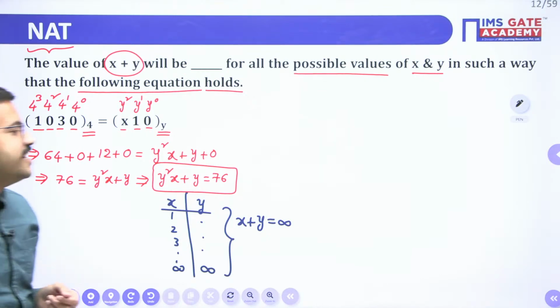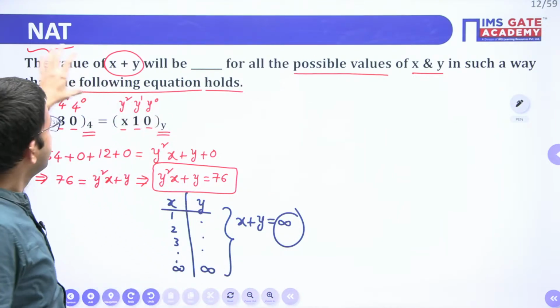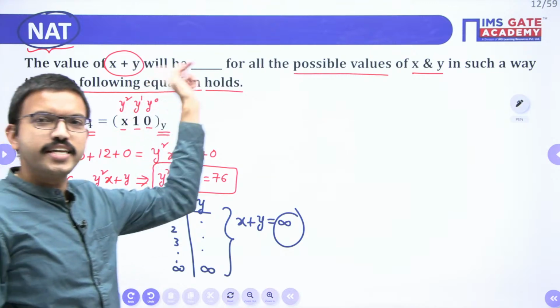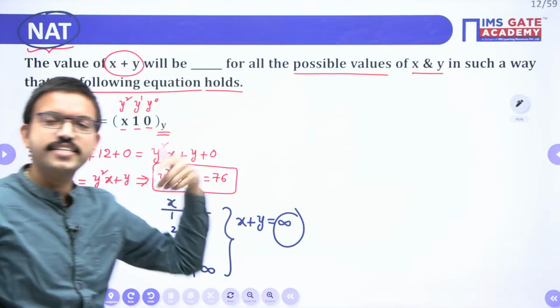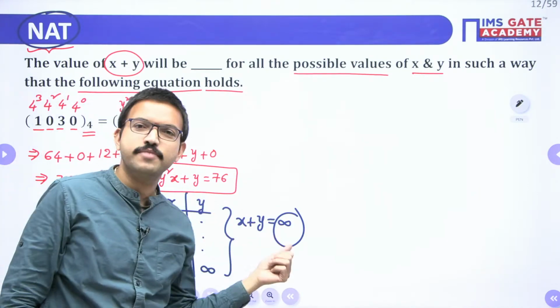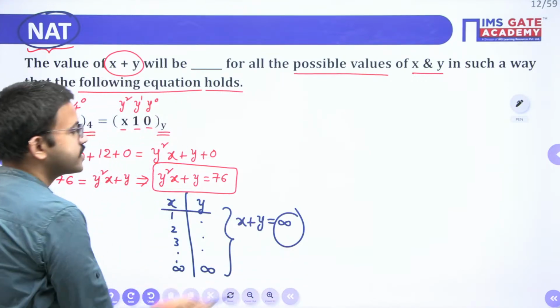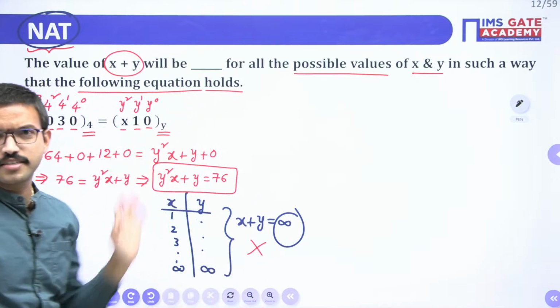Yes, see here infinite is not correct. Why? Even if you observe this question, I have mentioned that it is a NAT. For a NAT question, you have to enter the number from your keyboard. Is it possible to enter an infinite number with the help of a keyboard? Obviously no, right? Even if you apply common sense, from there also you will come to know that infinite won't be the correct answer.